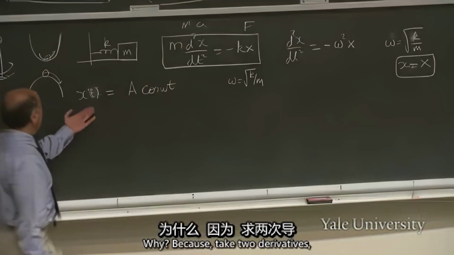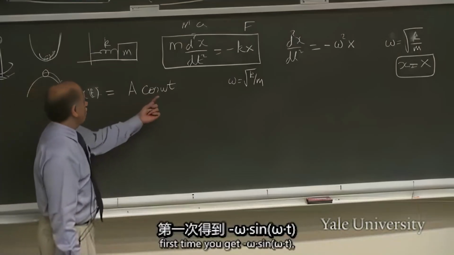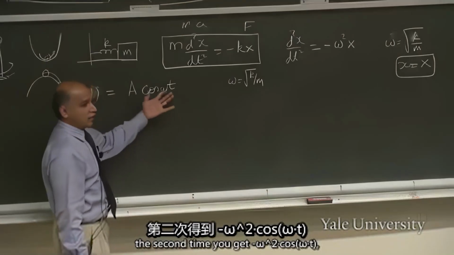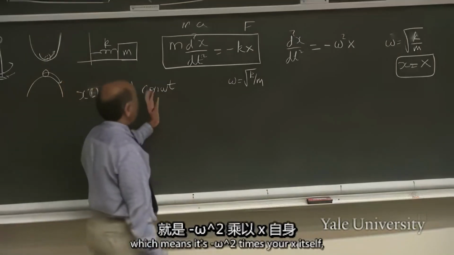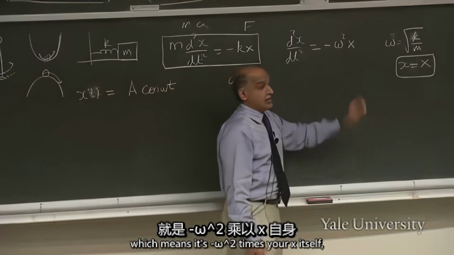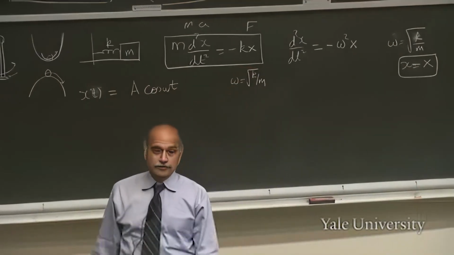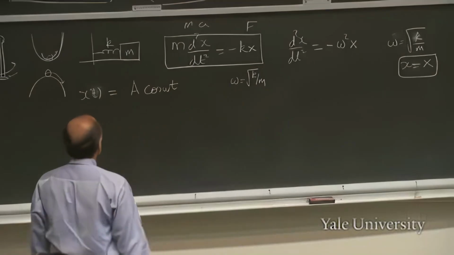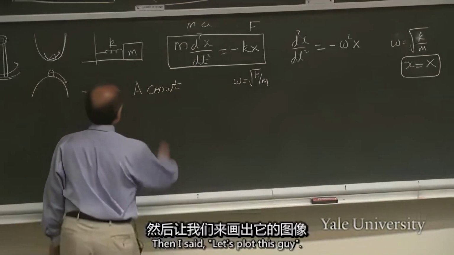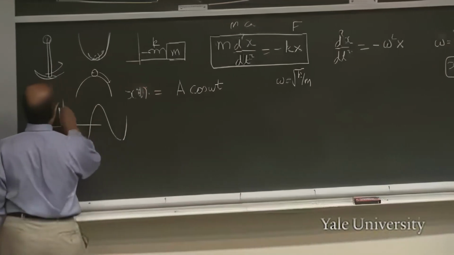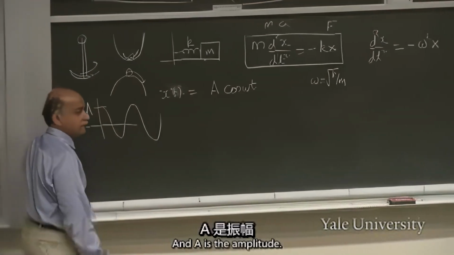Why? Because take two derivatives. First time you get minus omega sine omega t, second time you get minus omega squared cos omega t, which means it's minus omega squared times your x itself. And A is whatever you like. Then I said, let's plot this guy. When you plot this guy, it looks like this. And A is the amplitude.